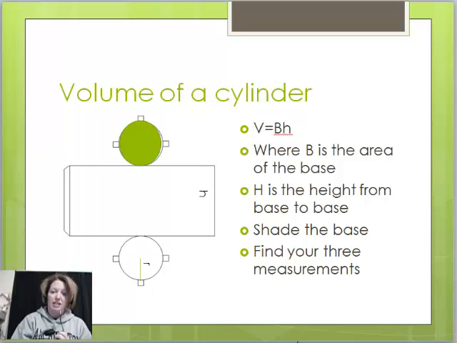The next is the volume of a cylinder. Same formula, V equals BH, where B is the area of the base. Now, what shape is a cylinder sitting on? It sits on a circle. So we've shaded H is the height from base to base. So how tall is it from circle to circle? So make sure you shade in your base, and you need to find your 3 measurements. In this case, pi is going to be our 3rd measurement.